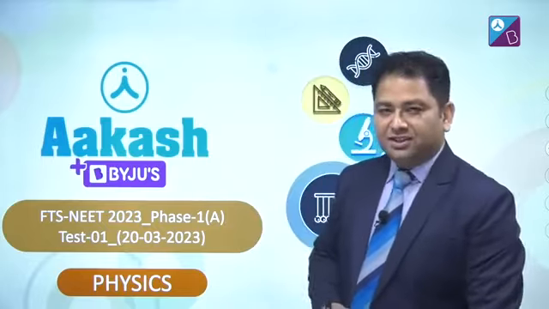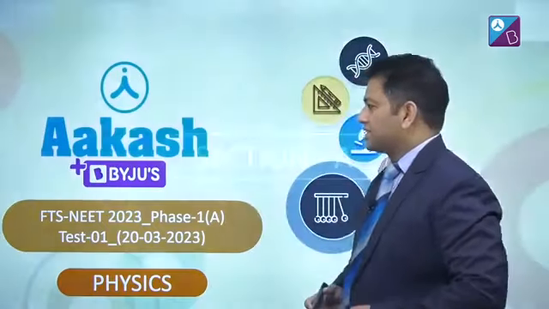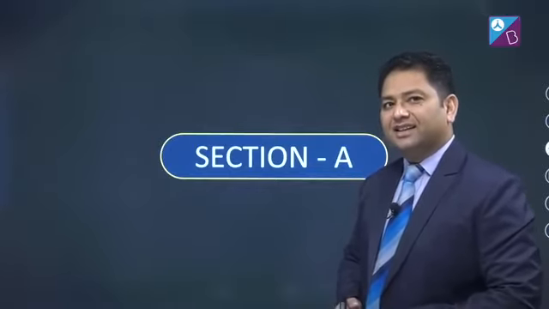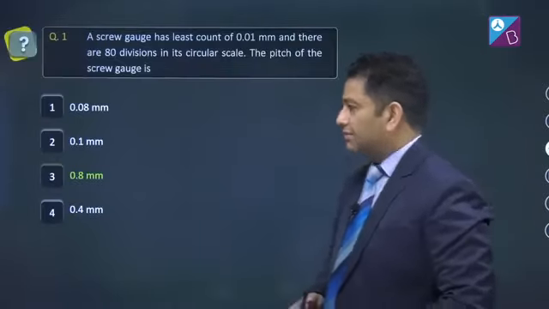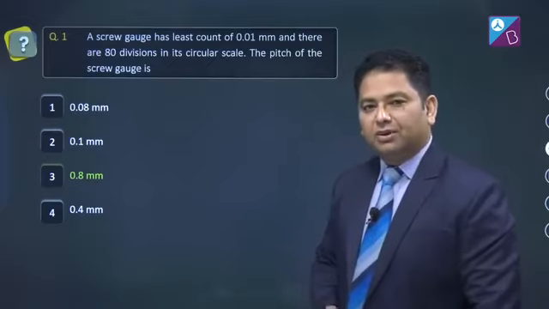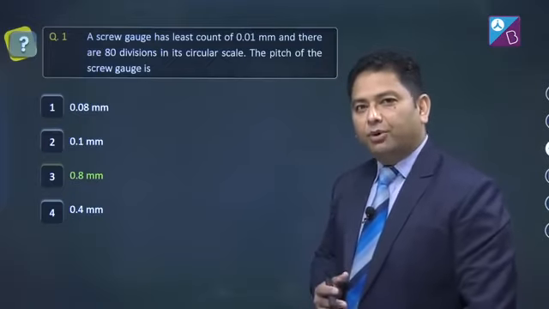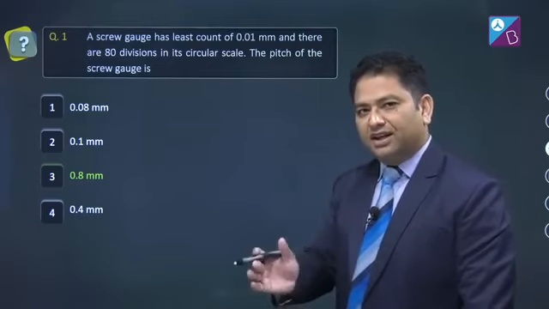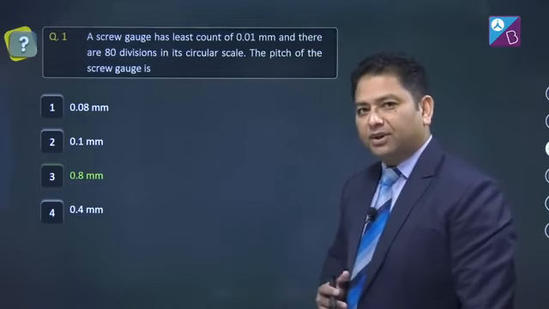All right, let's start the discussion with section A. What is the first question of section A? Let's see. The first question is about screw gauge. Let me tell you one thing. From the NEET examination point of view, measuring devices like screw gauge and vernier caliper are very important.